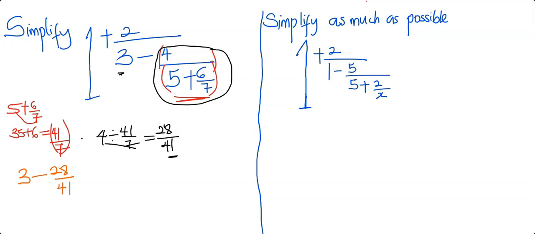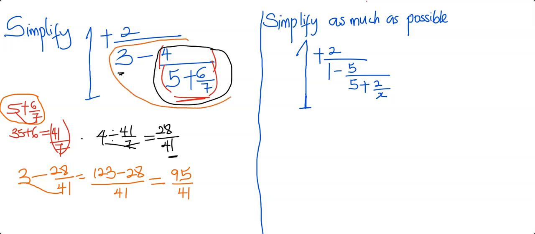Applying the same principle we applied while we were solving 5 plus 6 upon 7, I'm simply going to say 41 multiply 3, and that's to give me 123. Subtract 28 from it and divide whatever answer you have by 41. So when I solve this, 13 subtract 8 is going to give me 5, and 11 minus 2 is going to give me 9. That's 95 over 41. Okay, so I'm done with this level of the question.